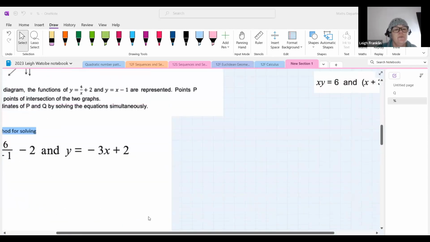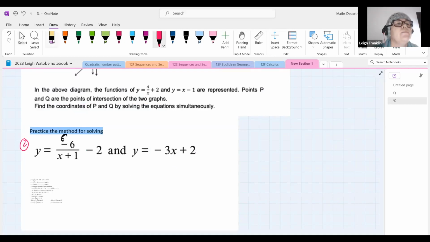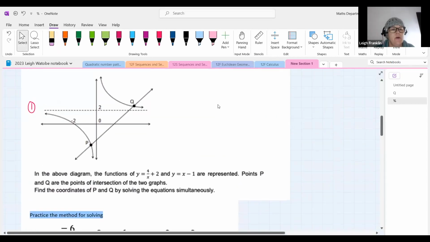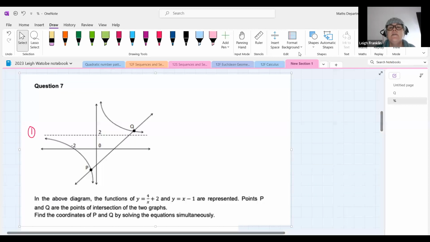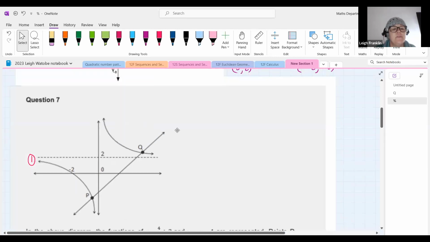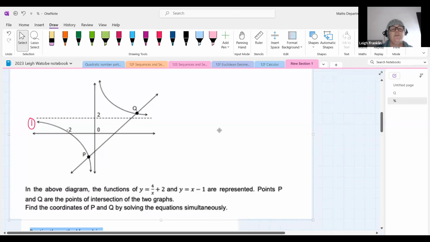Let's give you something to try now. So let's go up here. This is going to be the first one that we do. This is a little bit simpler than what I've shown you. And then I'm going to give you one just like the one that I've done for you to do as well. You are going to find the coordinates at P and at Q. There you've got your two functions. All right, off you go.